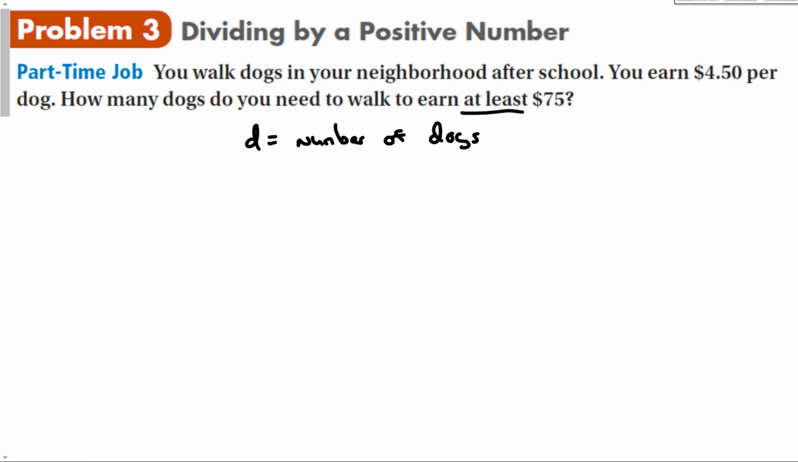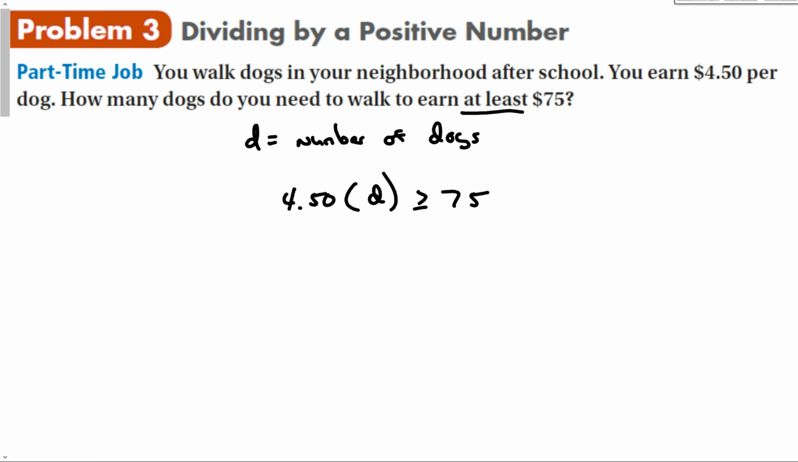So let's relate these two things. We're going to figure out the cost per dog times the number of dogs is at least the amount that you want to make. So the cost per dog times the number of dogs is at least. That means the smallest amount of money you want to make is $75, which means we're going to use greater than or equal to.